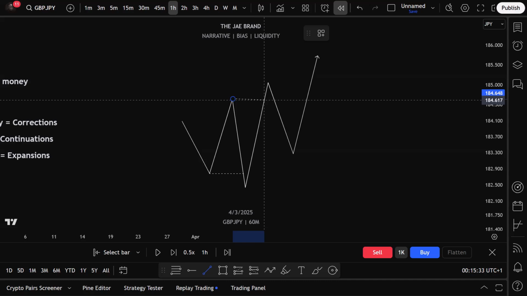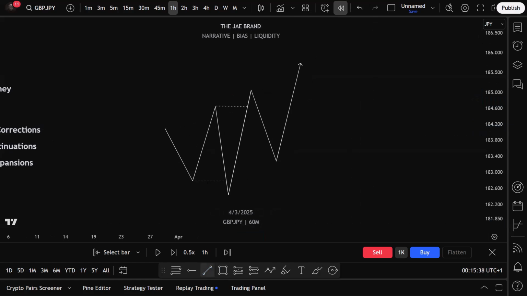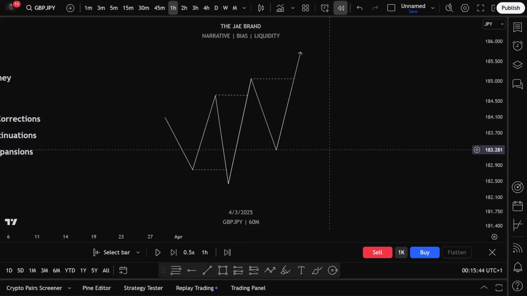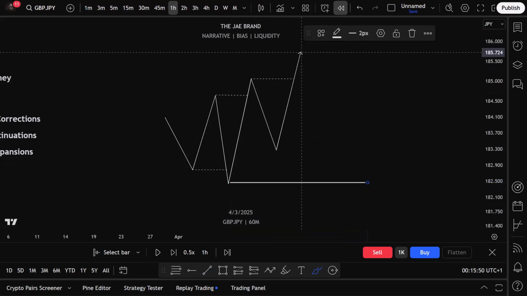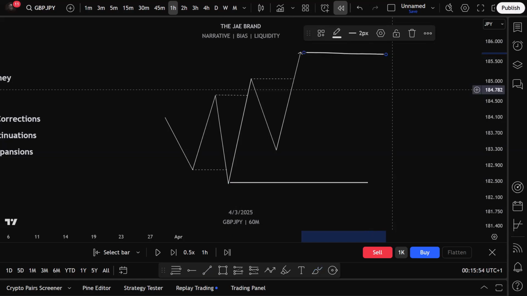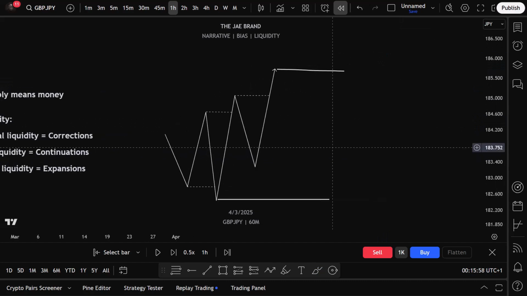This break of structure is the transactional liquidity that has been taken, and there is another transactional liquidity here that was taken, and of course we expect this low to be protected, and this is our swing high. So this is a clear indication that the market is bullish.